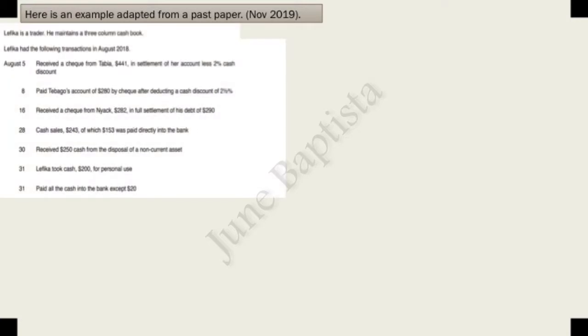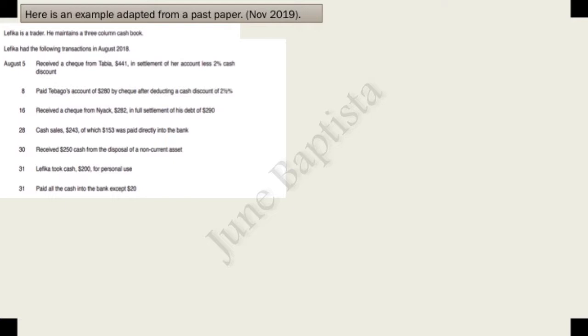Here is an example adapted from a past paper, November 2019. Lafika is the trader. He maintains a 3-column cash book. Lafika had the following transactions in August 2018. You will have to pause the video and draw up a 3-column cash book at this stage.